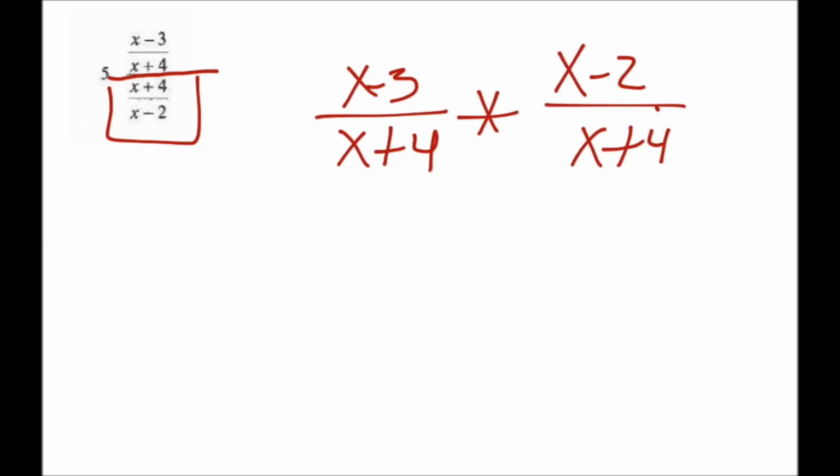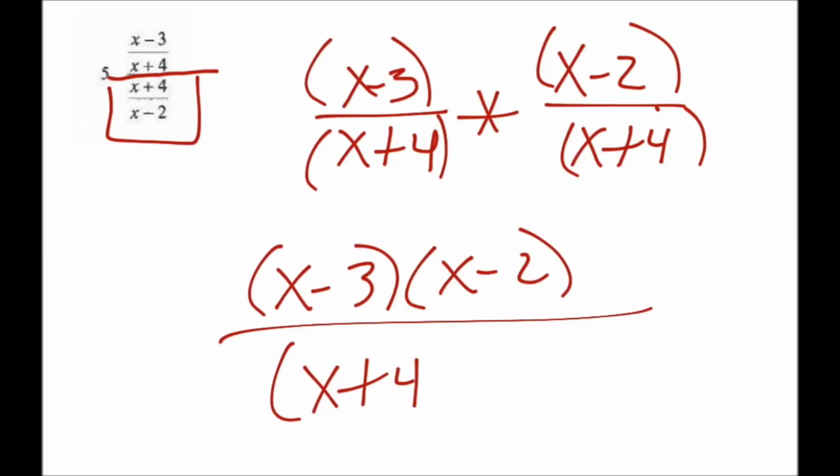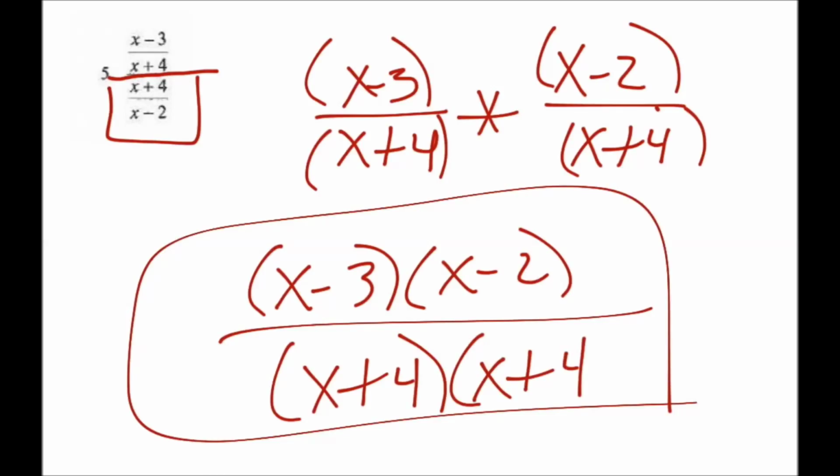So now you look and see if you can cancel anything. Think of all of these as having parentheses around them. The only thing that's the same is your x plus 4, but they're both on bottom, so they can't cancel. So your answer is x minus 3 times x minus 2 all over x plus 4 times x plus 4. You just write it off, and that's legal.